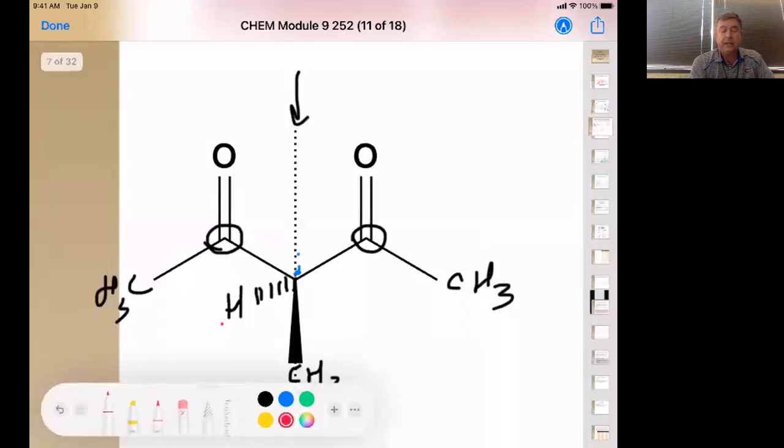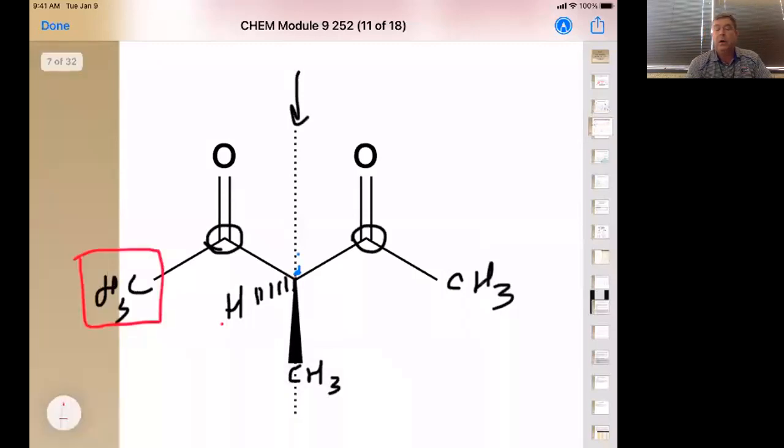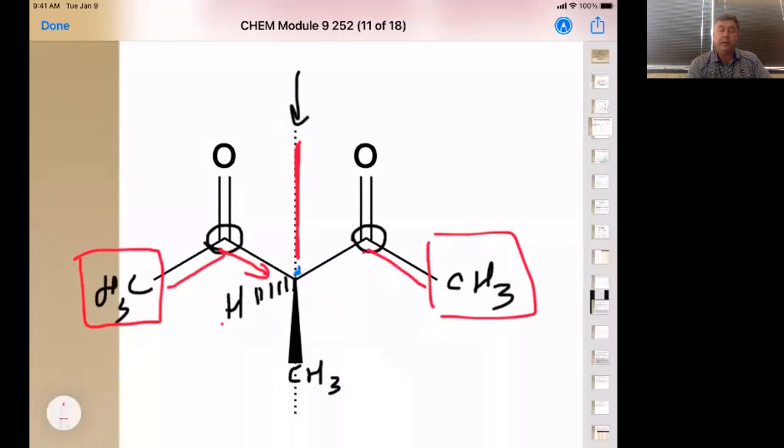And I'm going to say that these hydrogens are identical to these hydrogens, because if we look at their connectivity, they're the same. It's a CH3 connected to a carbonyl connected to a tertiary carbon, CH3 connected to a carbonyl connected to a tertiary carbon, and they actually meet at the same center. So those two CH3 groups are identical because of symmetry. Okay.